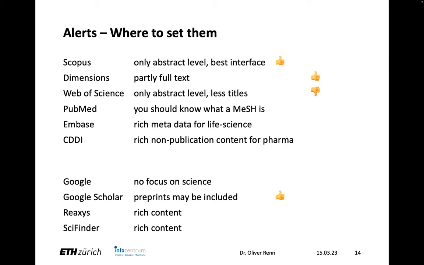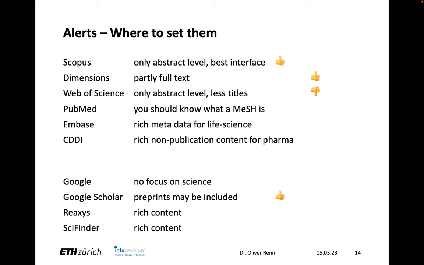PubMed is important for anyone in medicine, but if you set an alert, you should know what a MeSH term is, medical subject heading. Embase is also a database that is licensed by ETH Zurich, and it has rich metadata for life science. So it's recommended if you work in the medical or life science field, applied sciences, that's very useful. And we have also access to Cortellis Drug Discovery Intelligence, which is a special database for early research in pharma, where you have all kinds of possibilities.